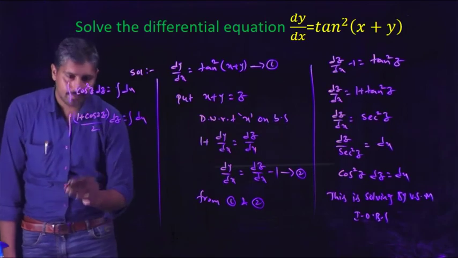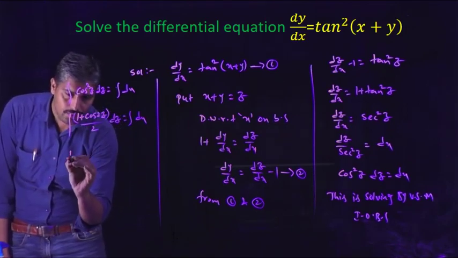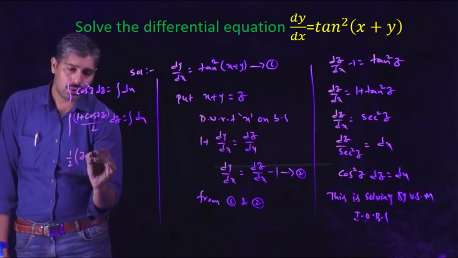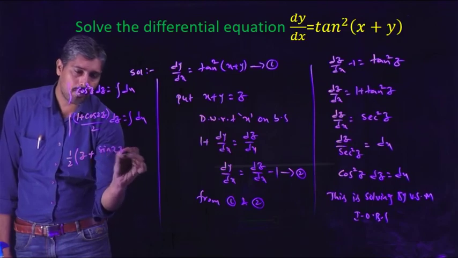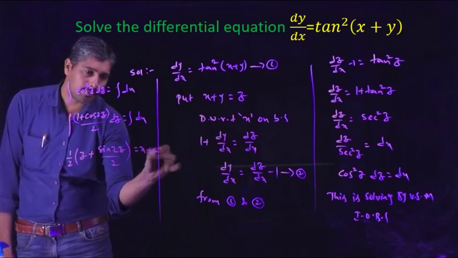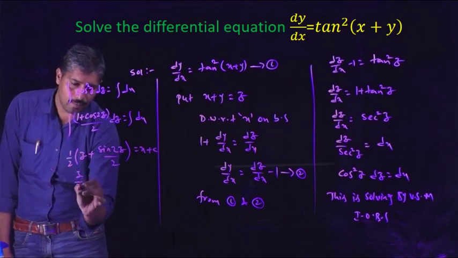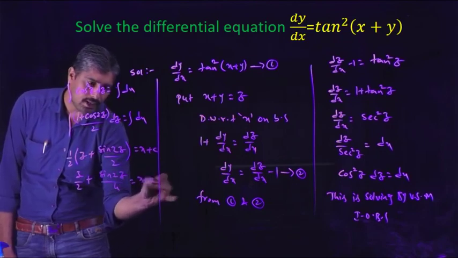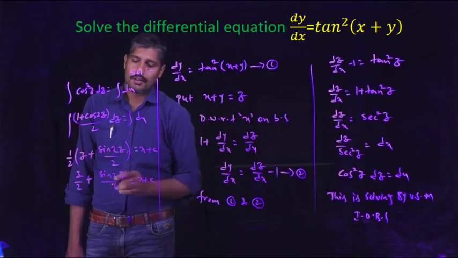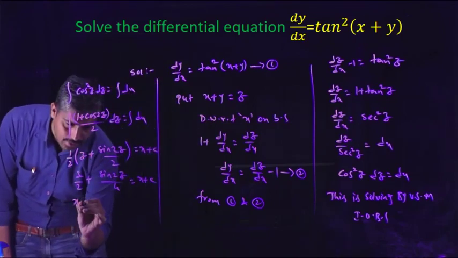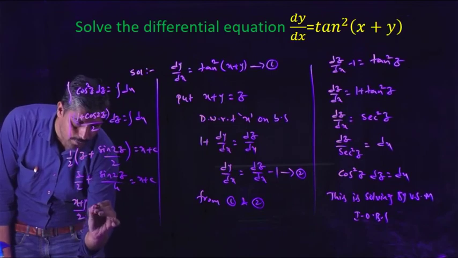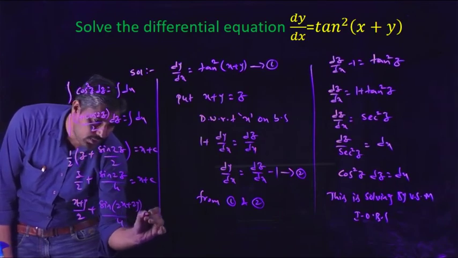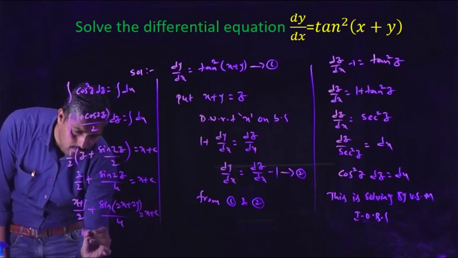Right? That is 1 by 2 into integral 1 dz, that is z, plus cos 2z gives sin 2z by 2, equal to x plus c. Then multiplying, z by 2 plus sin 2z by 4 equal to x plus c. And here z equal to x plus y, that is x plus y by 2 plus sin of 2x plus 2y by 4 equal to x plus c, which is the required solution.